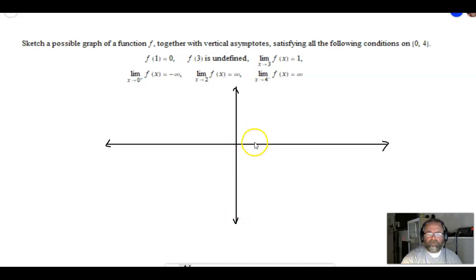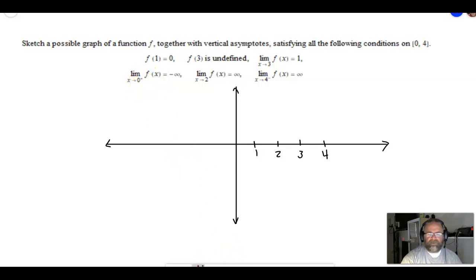So I'm just going to start, I'll do a 1 here, I'll do a 2 there, a 3 here, and a 4 here. Okay. And now what I like to do is first go ahead and take a look at where I have limits to get my asymptotes. So I have a limit as x approaches 0 from the right.